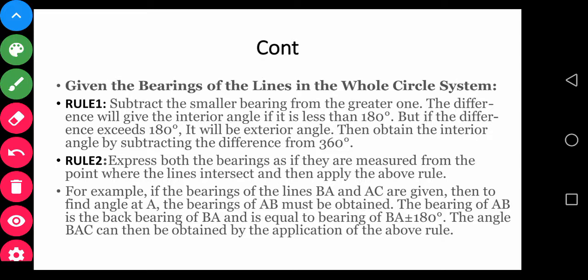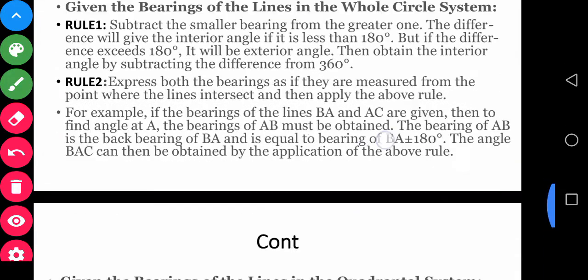After finding the exterior angle, if you want to calculate the interior angle, we subtract that exterior angle from 360 degrees, and then it gives the interior angle. And in rule 2, we express both bearings as if they are measured from the point where the lines intersect and then apply the above rule. Those things we have already discussed in the last lecture.